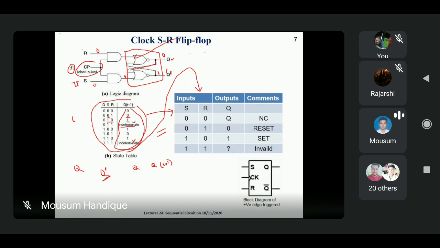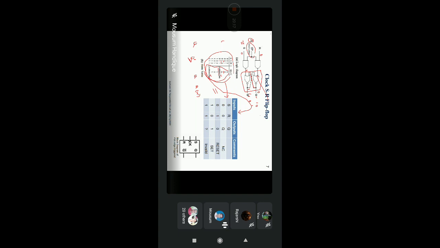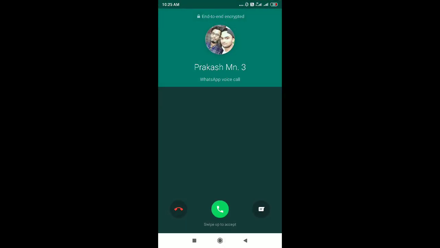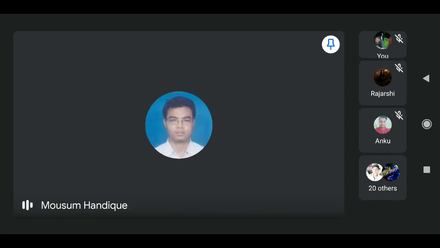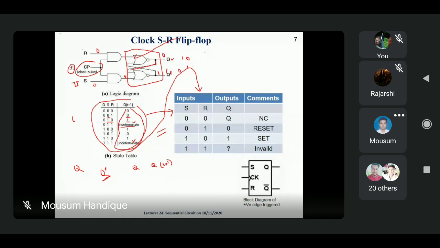If it is 1, then the next one must be the opposite, 0. If it is 0, then the next one is 1. But this is not the case when S equal to 1 and R equal to 1. This one is called intermediate, that means invalid. So here also 0 0 means what is the present state? Present state is equivalent to the next state.